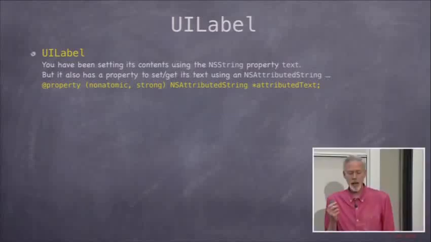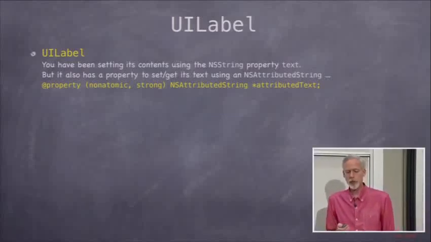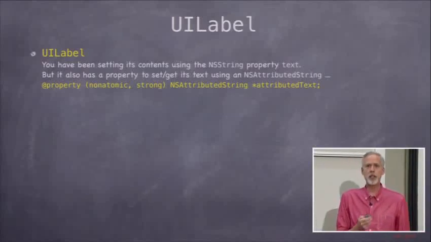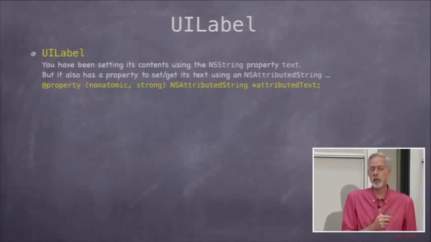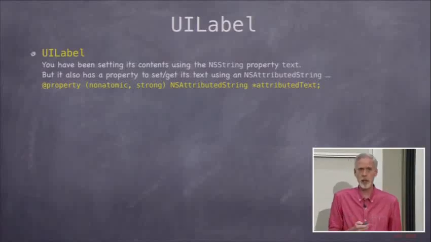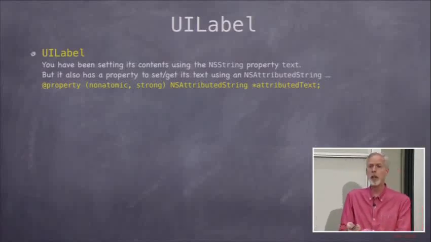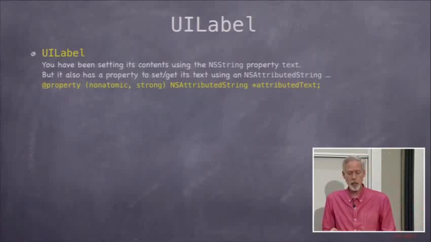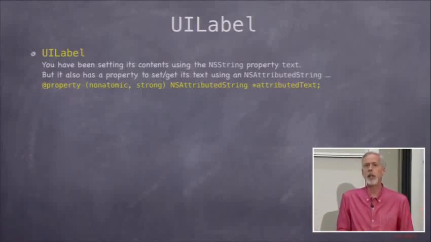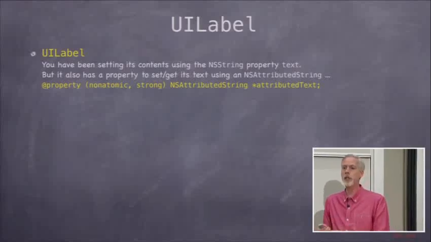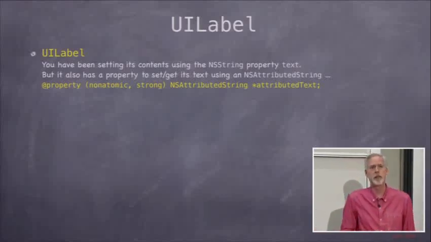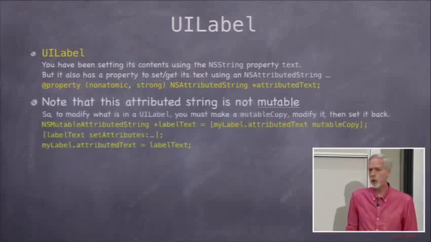UILabel has a property. It's an NSAttributedString called attributedText. It's just like the text property, which is an NSString, which you've already used in this class. Like the score label and the flips label, we set the text property. So there's an attributedText property, and you just set that property to be an NSAttributedString instead of an NSString. And that's it. Unfortunately, it's read-only.